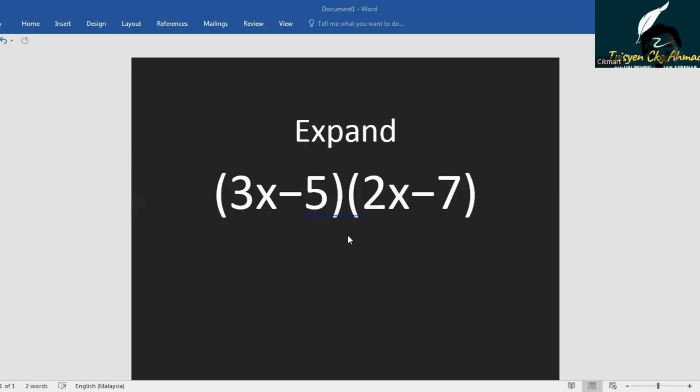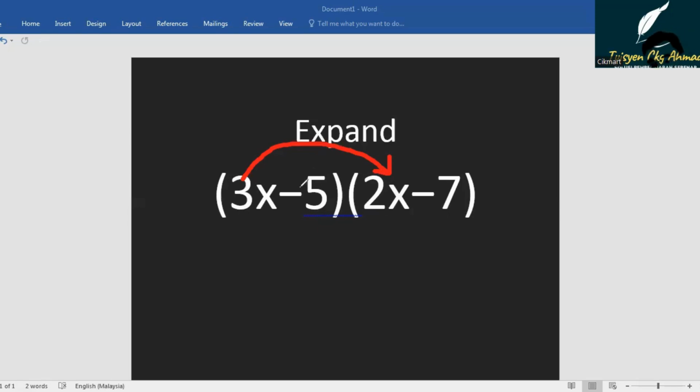So we follow the very simple rule that we have done before, which is the four colors. You see the four colors? And I show you, we start with the red color. Sometimes I use pink color. Today red color. Alright, first what we have to do is 2x times 3x. The red color always connect these two terms. Of course, the first term of each term.